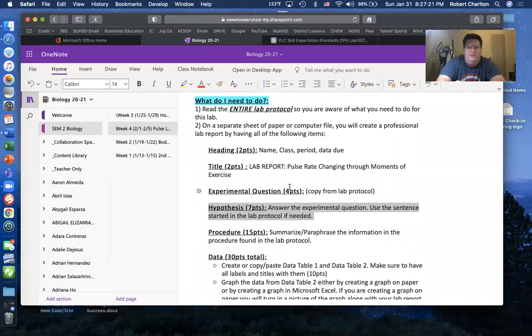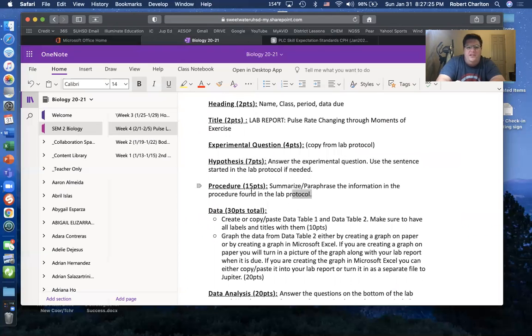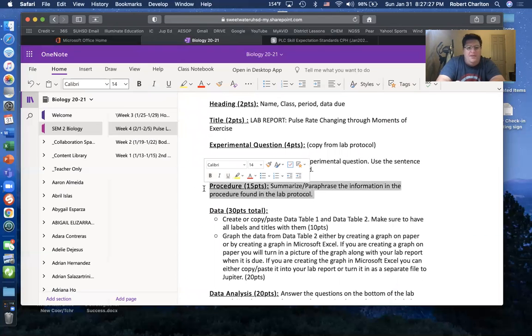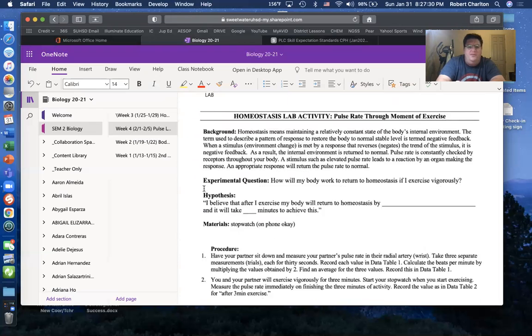Experiment, hypothesis, that's worth 4 points. This one's worth 7. For the procedure, I don't want you copying the full procedure. Again, where is the procedure?